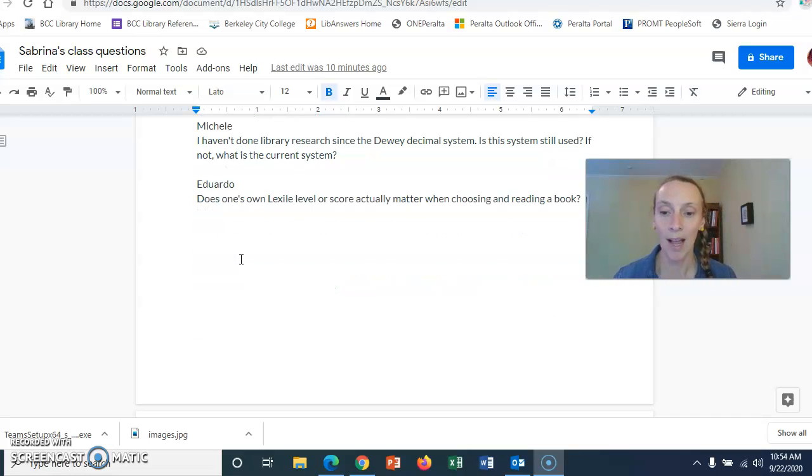And Eduardo asks, does one's own Lexile score or level matter when choosing a reading book? Not necessarily, no. Unless you are an English language learner, so this is maybe your 3rd or 4th year learning English, there may be some of our books that would be difficult or some articles that would be more difficult. SIRS Researcher shows Lexile scores and Points of View Reference also. So both of those have Lexile scores next to the articles in case you're curious about that.